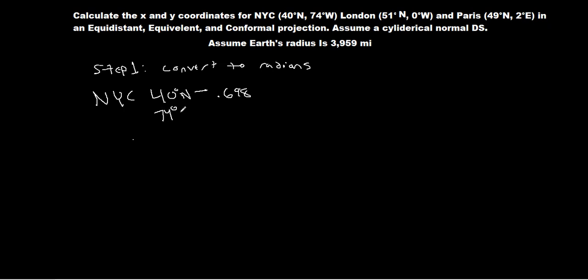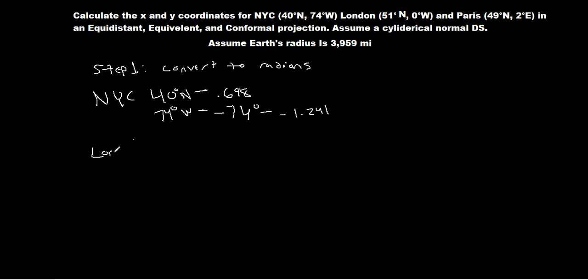Now this is where things get interesting, right? It's 74 degrees west. But if you think about the way that we set up our eastings, if you're west of what we call the prime meridian or the central meridian, your angle is actually negative. So this would actually be negative 74 degrees. If you do the conversion there, you're going to end up with negative 1.241.